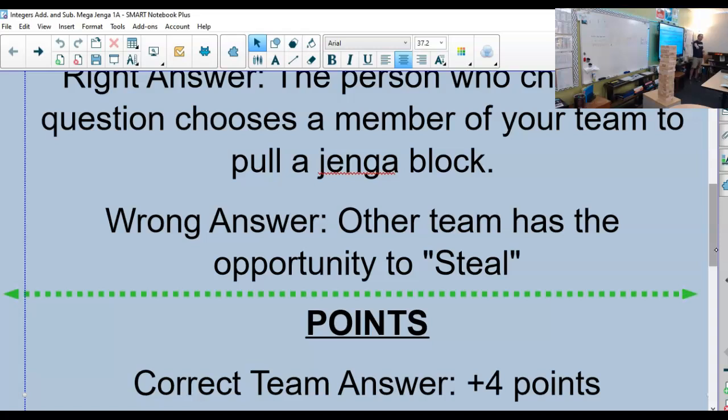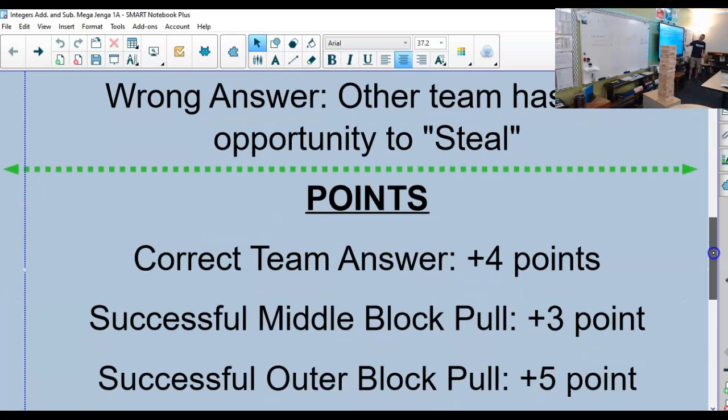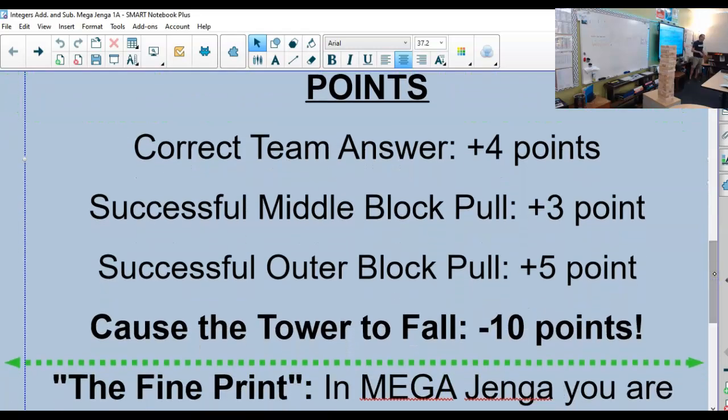You might like points. Since when did Jenga have points? Well, my Jenga does because it's math. So, the right answer would have earned Josh's team 4 points. But then we all know that Jenga is easier when you go for the middle blocks. Right? It's safer. It's easier. So, why would they be worth the same? They're not. Not with my Jenga. So, if you get the answer right and go for a middle, your team will get 7 points. If you get the answer right and you go for an outside, your team will get 9 points.